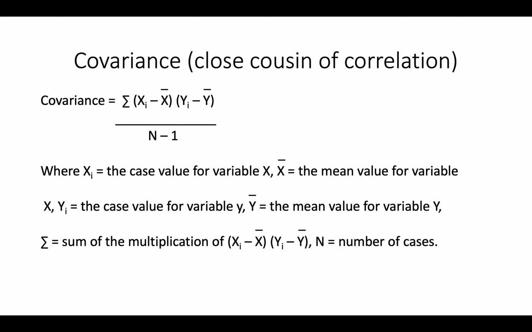To understand correlation better, we need to start with its close cousin, the covariance calculation. The formula looks like this. Covariance equals the sum of the products of the deviations of each data value from its mean value divided by the total number of cases minus 1.